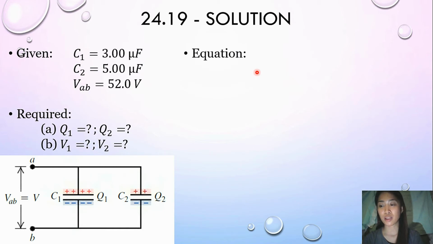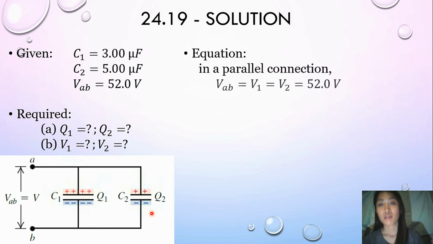So in figure 24.9a, two capacitors are connected in parallel. As shown in the figure, the upper plates of the two capacitors are connected by conducting wires to form an equipotential surface, and the lower plates form another. Therefore, in a parallel connection, the potential difference for all individual capacitors is the same and is equal to V_AB. So each capacitor has the same voltage, which is 52.0 volts.